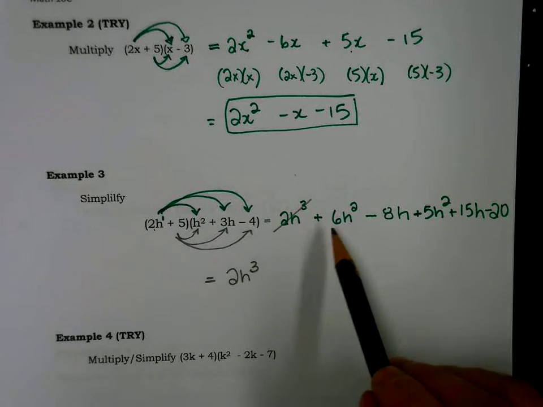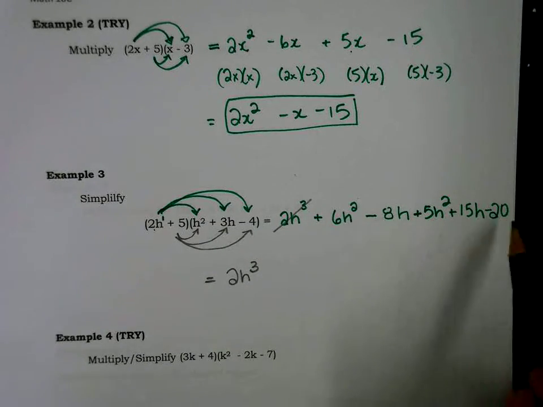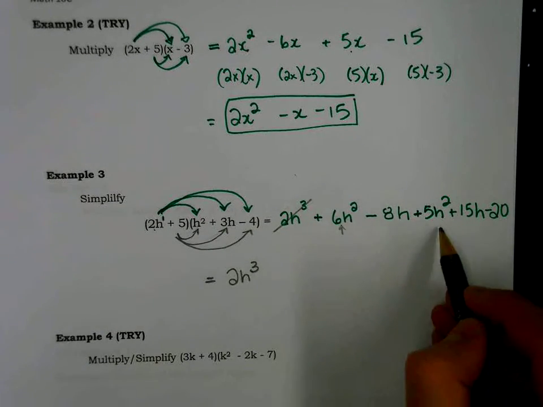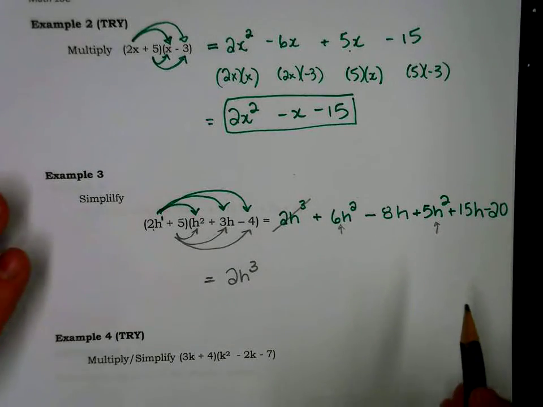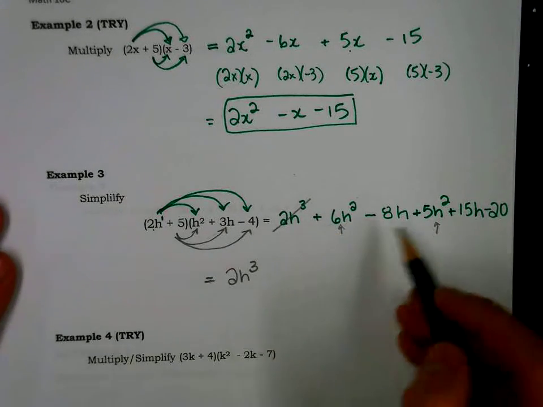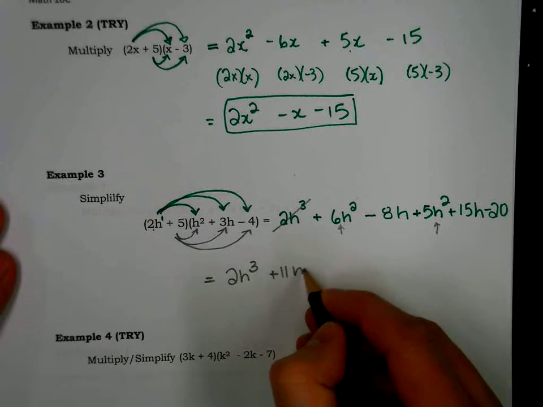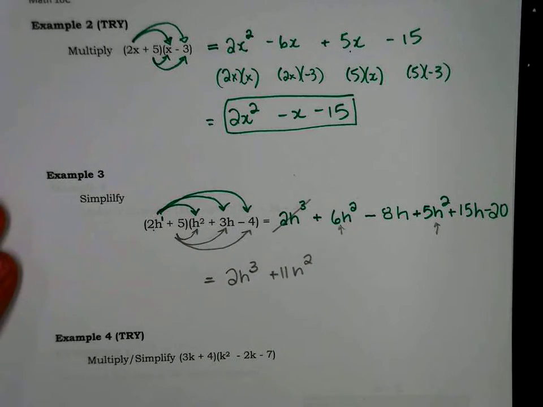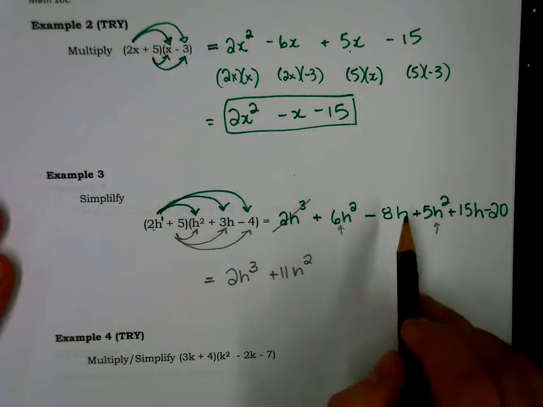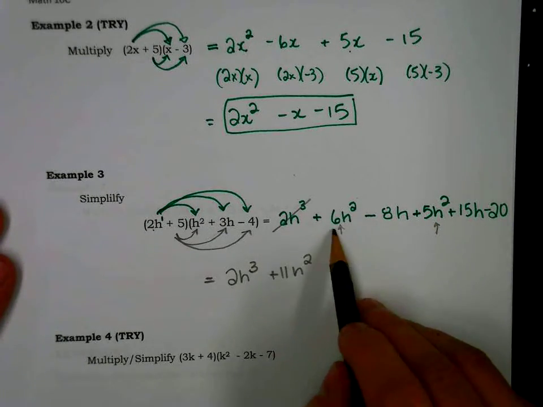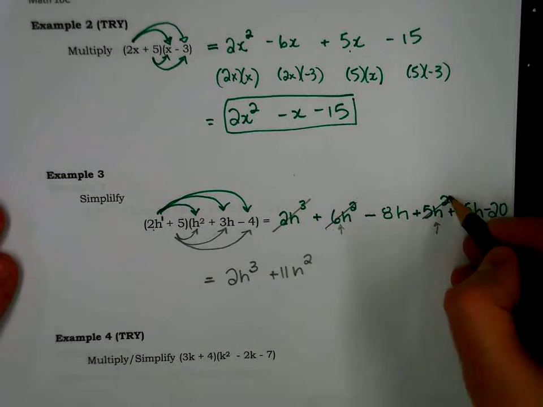Do you see any h squareds? And I do see one there and one there. So let's combine those together for our next one. There's a 6h squared and a 5h squared makes an 11h squared. When we're adding like terms, only the coefficients change. So we'll cross those off to say they've been dealt with.